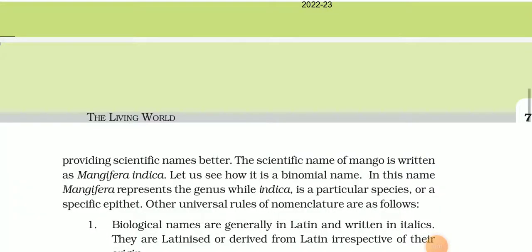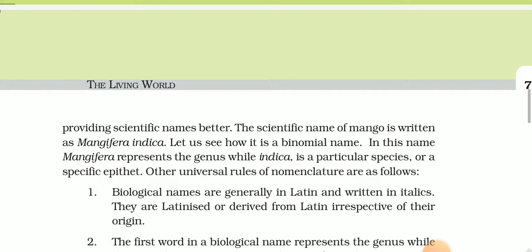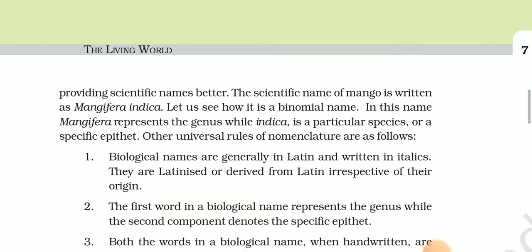Hello students, so we'll be continuing with the living world. The scientific name of mango is written as Mangifera indica. Let us see how it is a binomial name. So we were discussing binomial nomenclature, and we will see how a binomial nomenclature is written. The scientific name of mango is Mangifera indica. In this name, Mangifera represents the genus, while indica is a particular species or specific epithet.